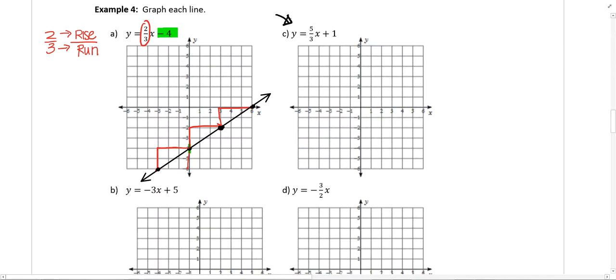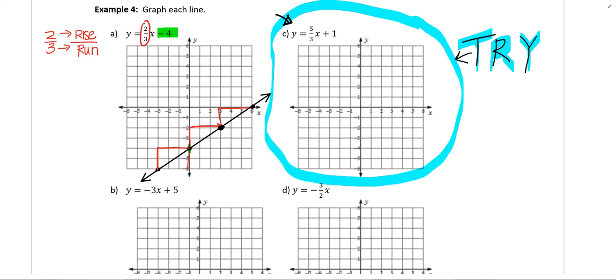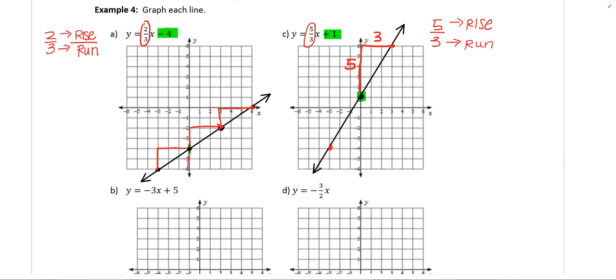Try this one. So let's take a look at the answer. The y-intercept of this one was 1, so I'll put a point on the y-axis at +1. The slope of this one was +5/3, so I could go up 5, right 3. You could also go down 5, left 3, and you'll land on the same point.